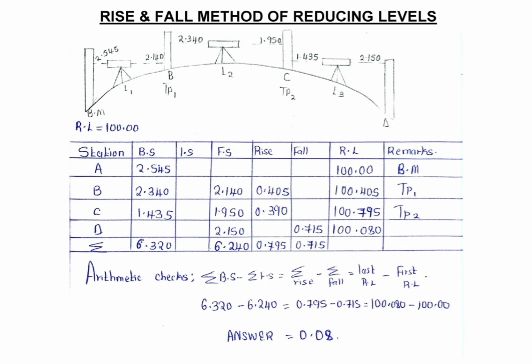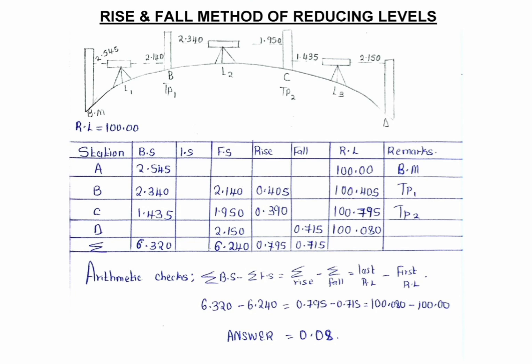So according to the example provided above, to solve the question using the rise and fall method, you must draw a chart. In the chart, you indicate the station, the backsight reading, the intermediate sight reading if provided, the foresight reading, the rise, the fall, the reduced level, and the remarks. Starting with the stations, you have 4 stations: station A, station B, station C, and station D.